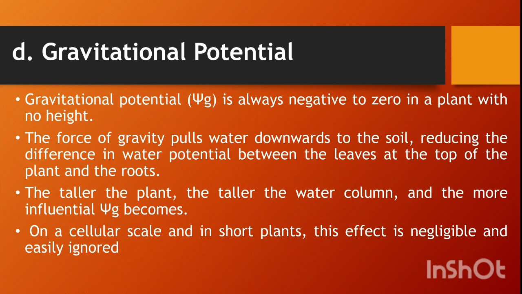Then what is gravitational potential? It is always negative to 0 in a plant with no height. The force of gravity pulls water downwards to the soil, reducing the difference in water potential between the leaf at the top of the plant and the root. The taller the plant, the taller the water column, and the more influential the psi g, or gravitational potential, becomes. On a cellular scale or in a short plant, this effect is negligible and easily ignored. Generally, these values are ignored.